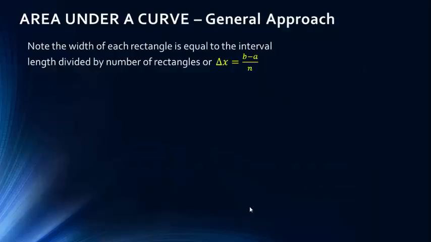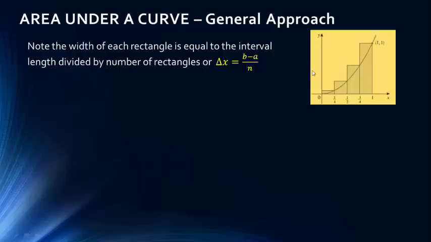Now again, I went through the first example pretty slowly and did it multiple times, but I want to go through this a little bit more generically. Note the width of each rectangle is equal to the interval length divided by the number of rectangles. In the first example, since it went from 0 to 1, the interval length was 1. That's the length of the x-axis, the length of the domain. So in that example, it would have been 1 minus 0, which is 1 up top, and then the number of rectangles you want on the bottom. So we had 1 divided by 4 rectangles, so the width of each rectangle was 1/4.